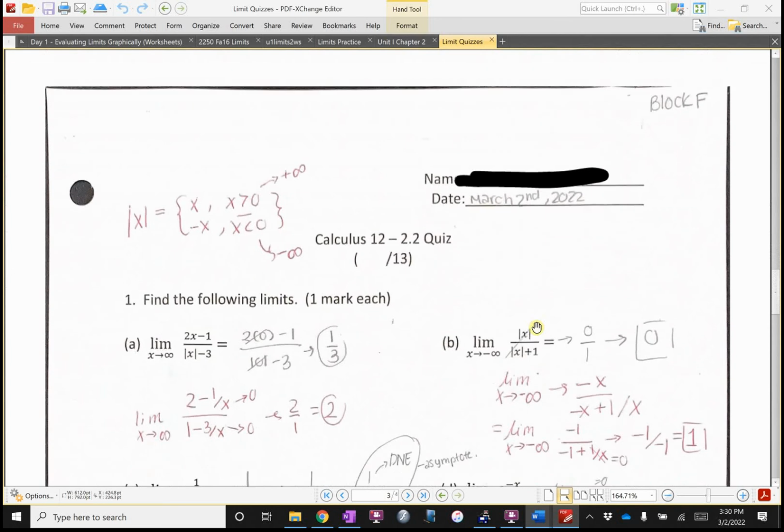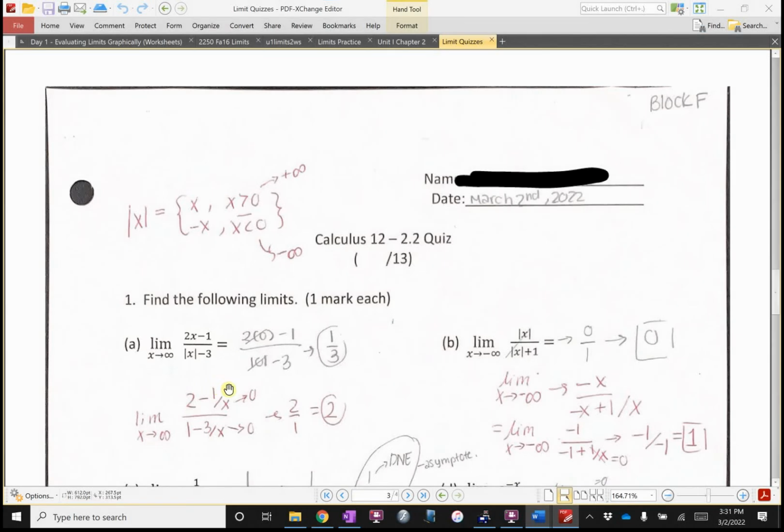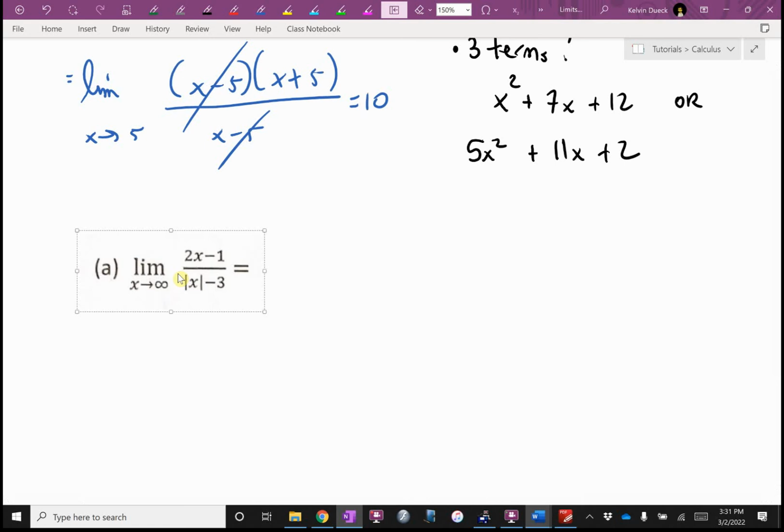Second quiz. Okay. So this one you said was a little bit yuckier. Which ones of these would you like me to go over? All? Okay. That's what I was wondering. Well, okay.